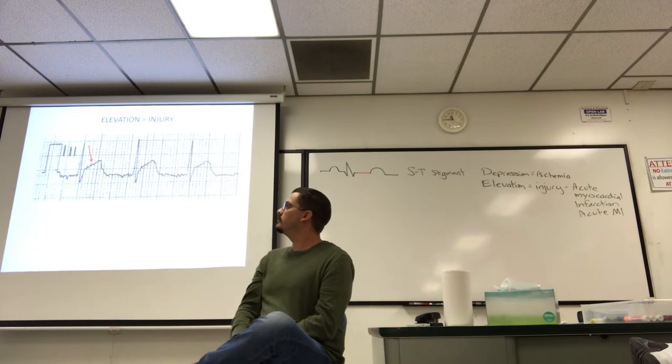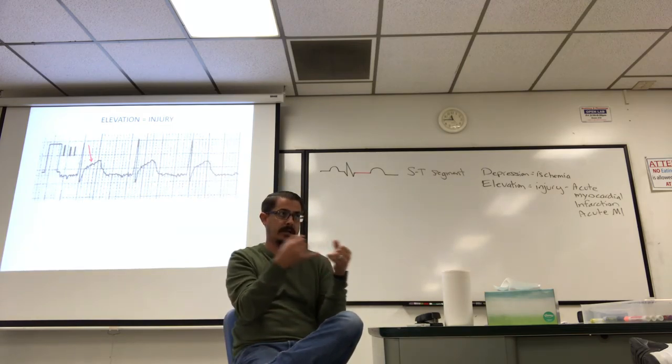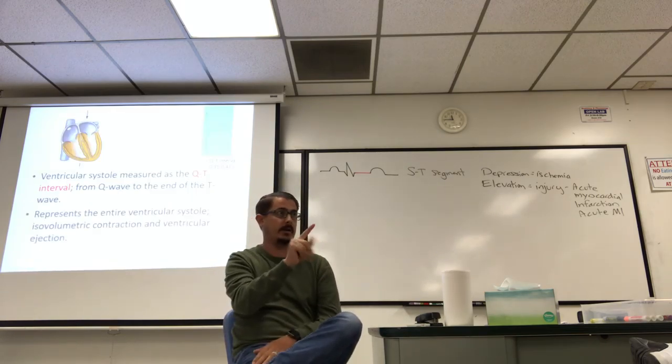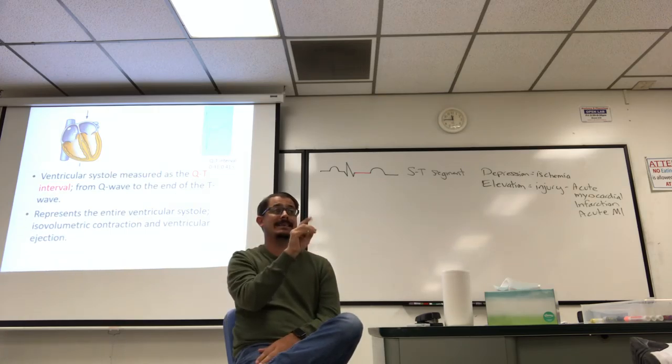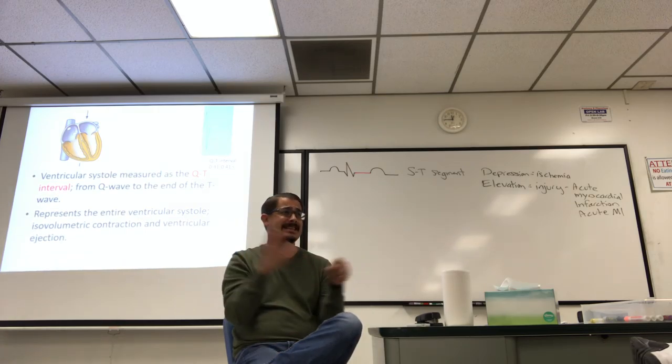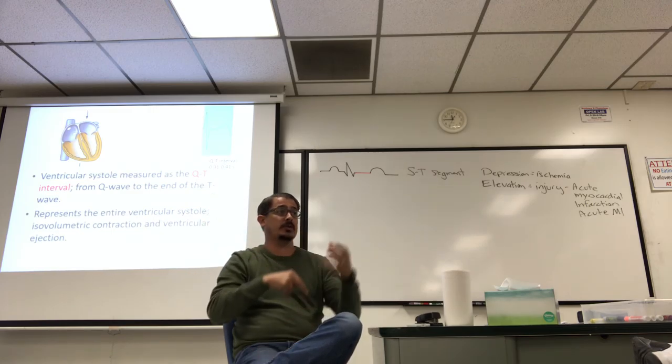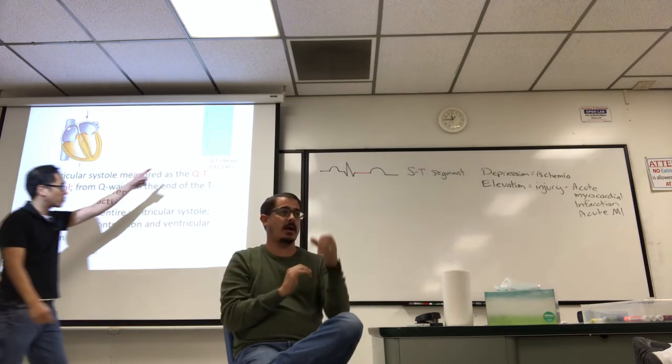I mean, there is no segment. It just runs right to the T wave. The QT interval would represent the entire ventricular systole, not just the peak. That's kind of what you highlight there.